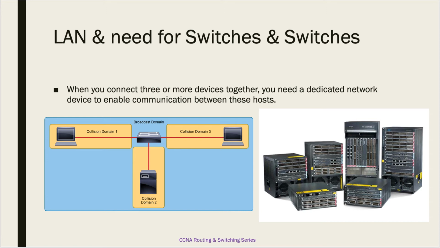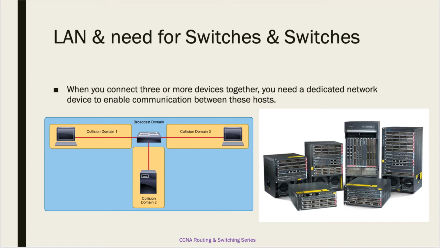Another thing is that hubs worked only in half duplex mode. We just learned that this means a port can only send or receive at a given point in time. And because they worked in half duplex mode, there was a bigger problem of collision. A collision can happen when two or more devices try to send a message at the same time.